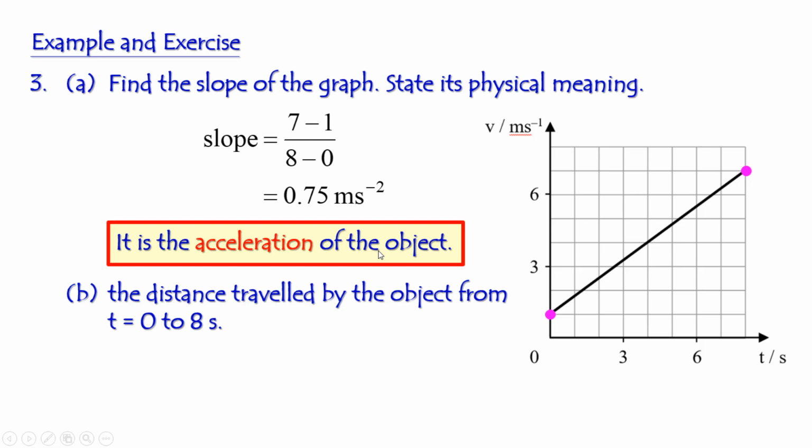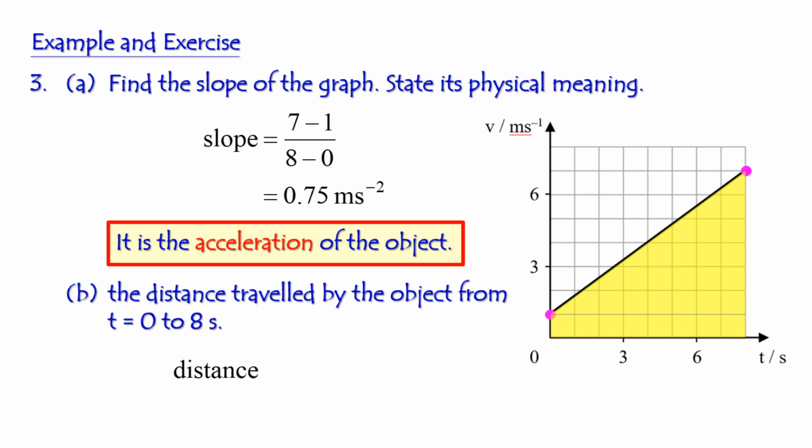Is it okay? Okay. And for part B, what is the distance traveled by the object from 0 to 8 seconds? That means throughout the journey. What is the distance traveled? If you still remember, just like the question in question 2, it should be the area of the graph. So this area gives you the distance traveled by the object throughout the journey.